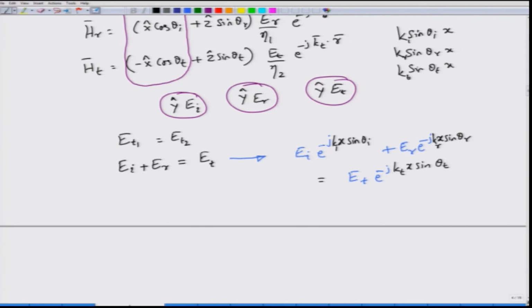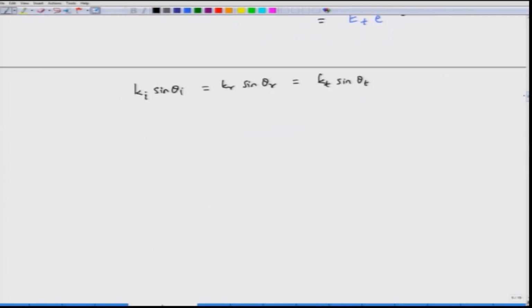So, it is not just at one point that you have to satisfy, you have to satisfy this at all points along x. So, the only way you can satisfy them at all points along x is if you ask ki sin theta i be equal to kr sin theta r, which must be equal to kt sin theta t. Okay. So, each of those phase terms have to be equal to each other, so that no matter what the amplitudes Ei, Er and Et are, the boundary condition has to be valid.